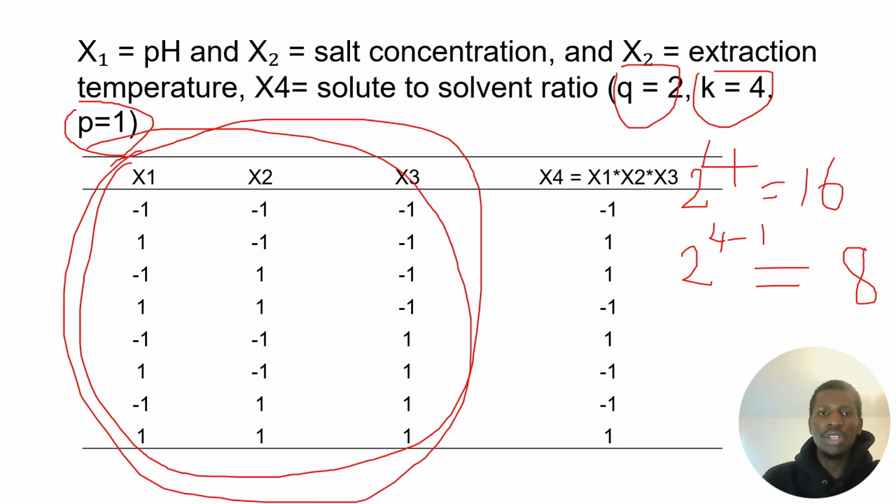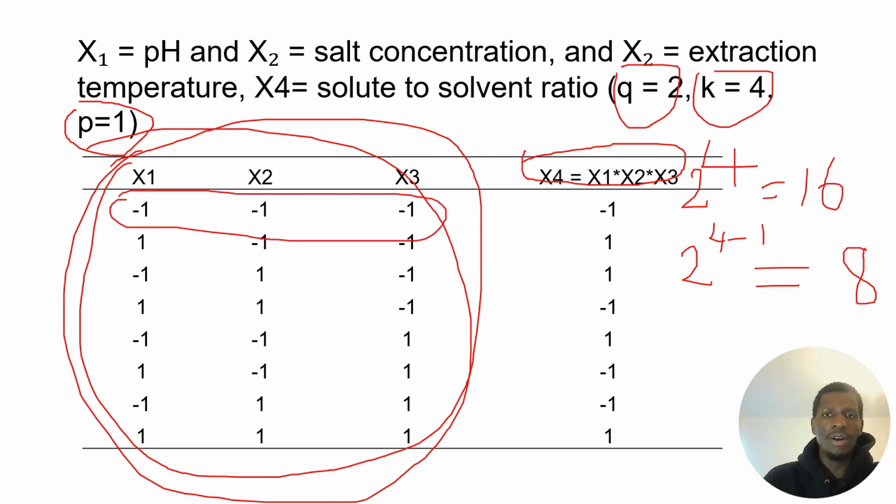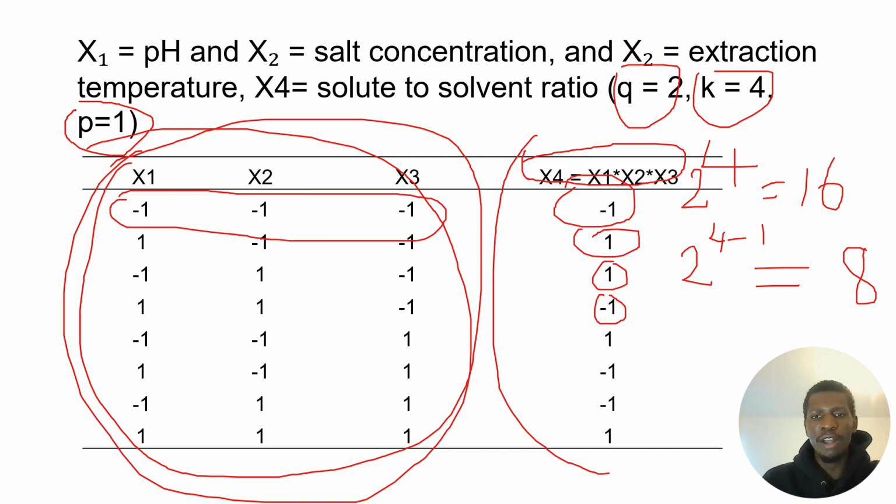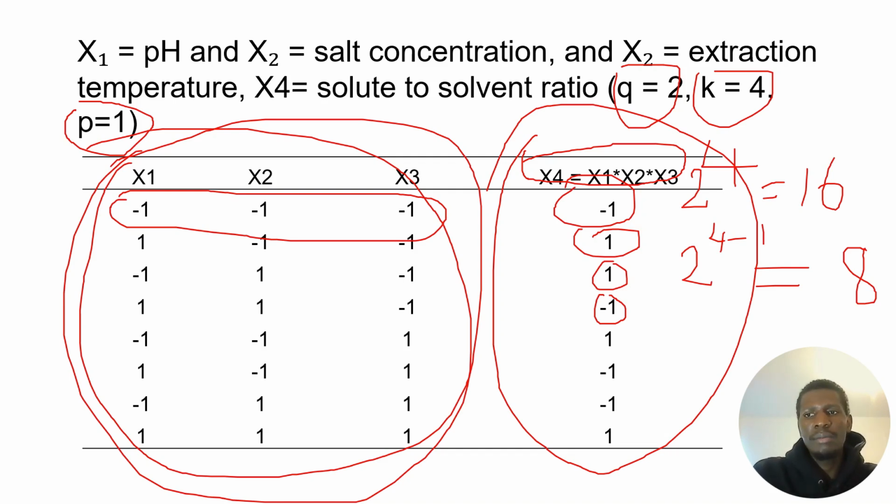Again, you need to choose a design generator. You need to choose a generator by setting x4, the fourth factor, equal to x1 times x2 times x3. If we multiply x1 times x2 times x3 across, we are going to have a fourth factor having this series of levels. This method is very perfect when you are limited by budget, time, or sample size.